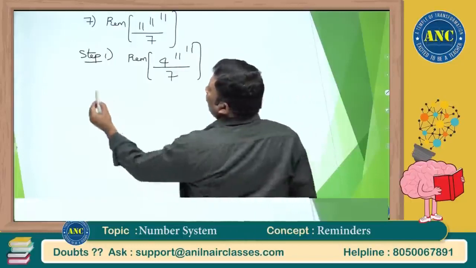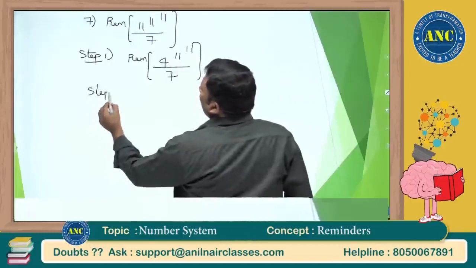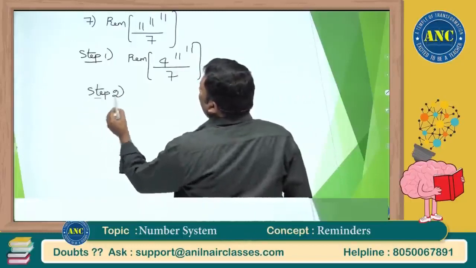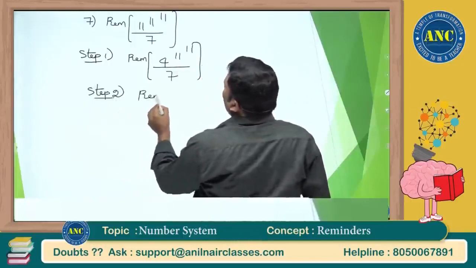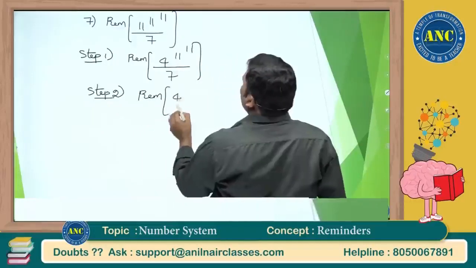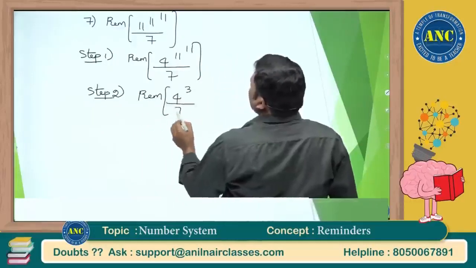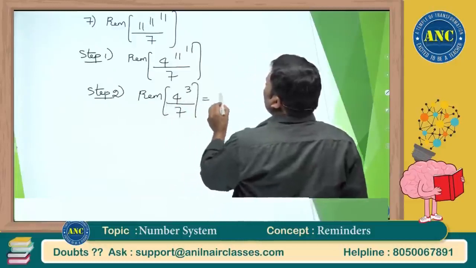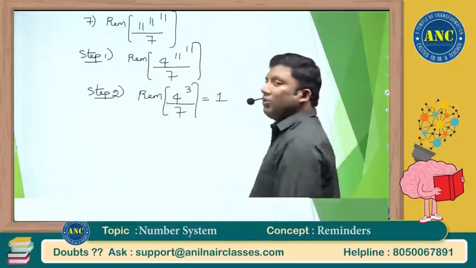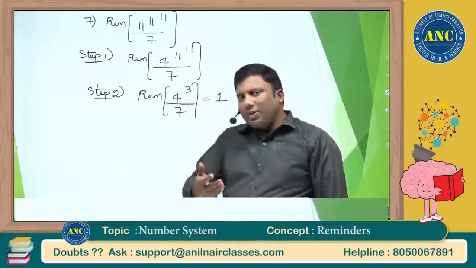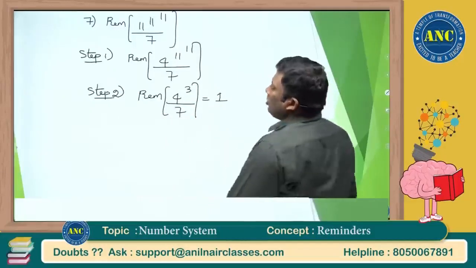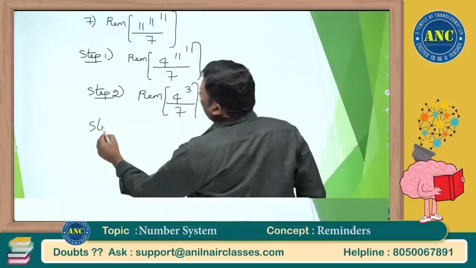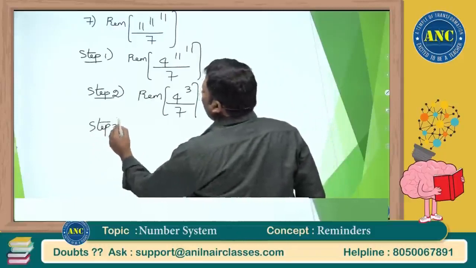Step number 2. Which power of 4, when I divide by 7, I will get plus 1? 4 cube, 64. 7 nines are 63. Positive remainder it is 1. In the next problem, I will take minus 1. Step number 3. Once you got 1, then the logics are very easy.